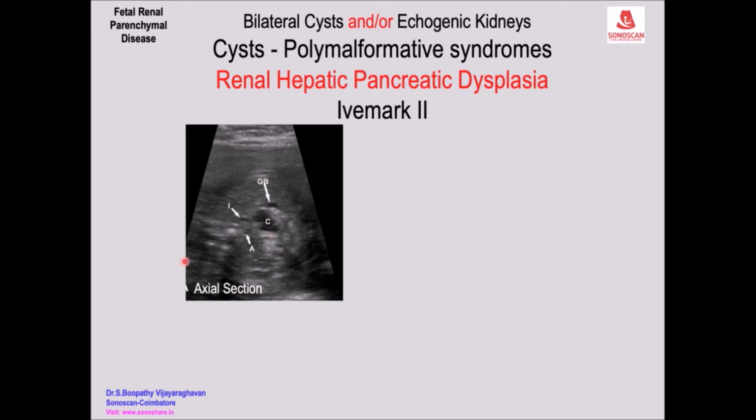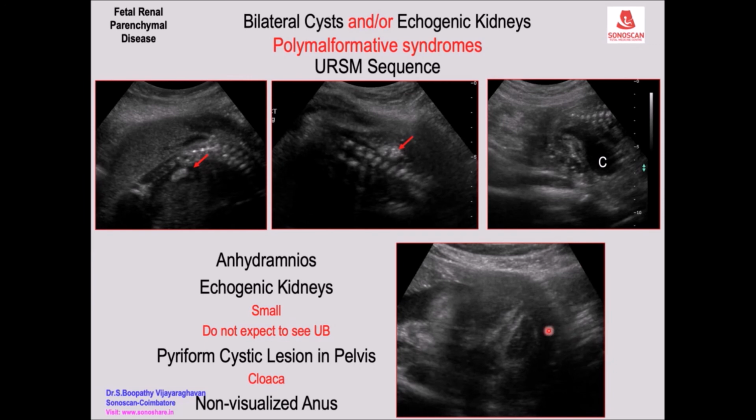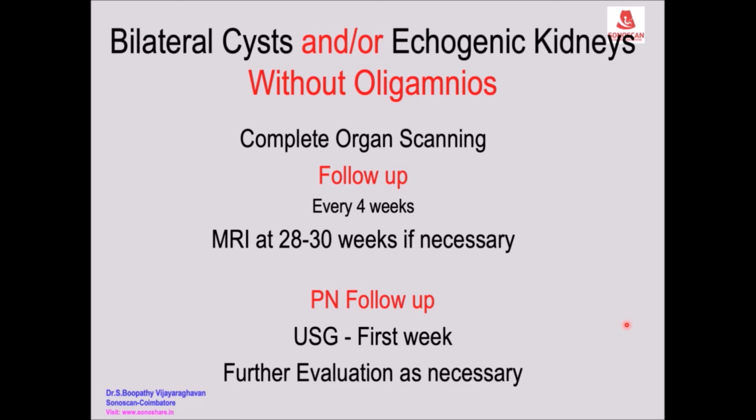Now this is the axial scan, this is the spine, cloaca. And if you look for the anus, you fail to see the anus. The anus is not seen, and you see the median, for conditions like Joubert syndrome. And for postnatal follow-up, ultrasound is done in the first week, with further evaluation as necessary depending upon the outcome.